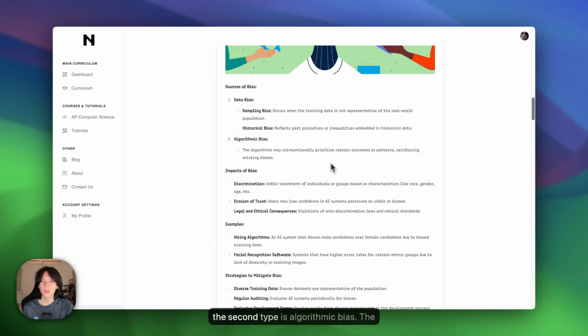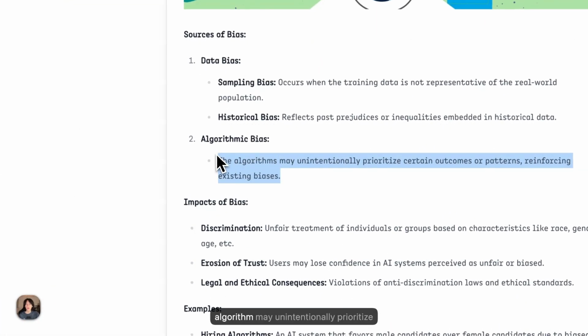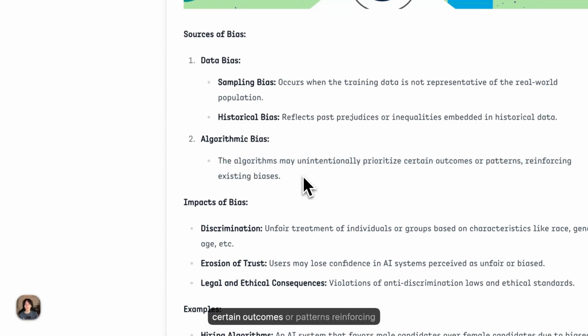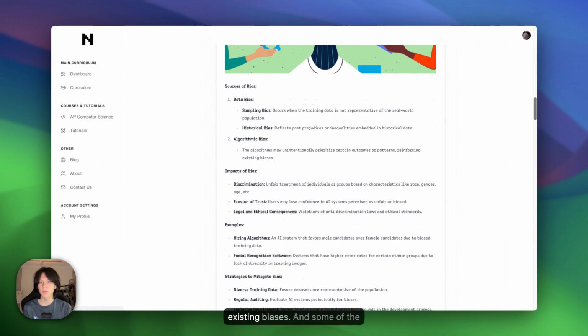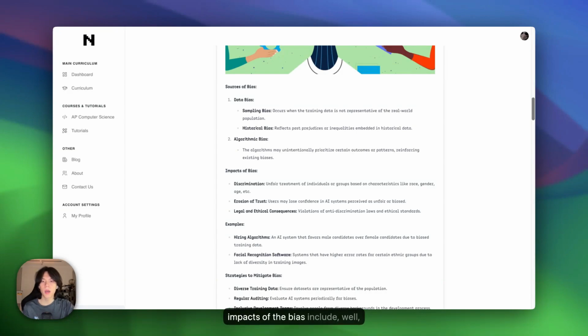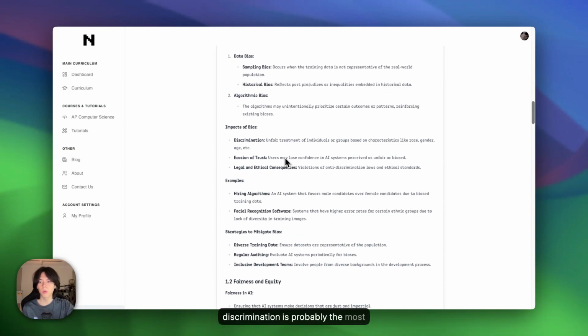And the second type is algorithmic bias. The algorithm may unintentionally prioritize certain outcomes or patterns, reinforcing existing biases. Some of the impacts of bias include, well, discrimination is probably the most important one, such as unfair treatment of individuals or groups based on characteristics like race, gender, age, etc. Also erosion of trust, so users may lose confidence in AI systems perceived as unfair or biased, and also legal and ethical consequences, violations of anti-discrimination laws and ethical standards.